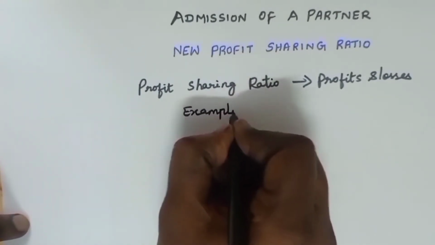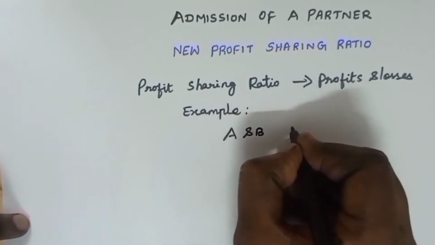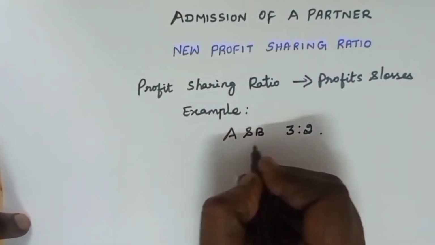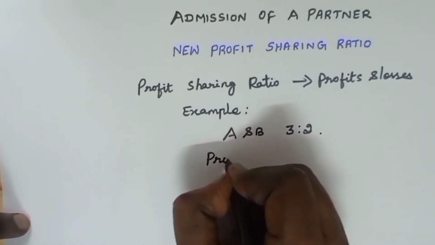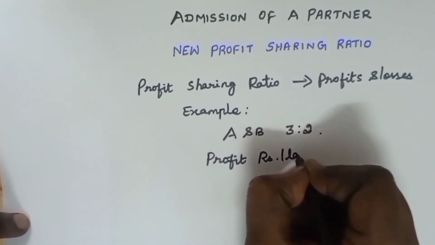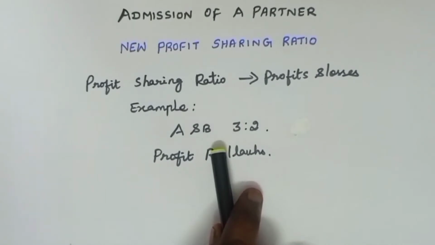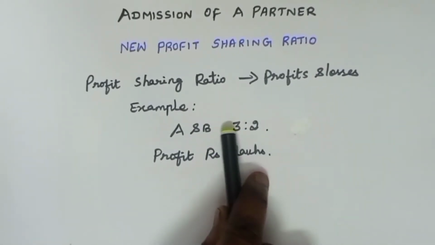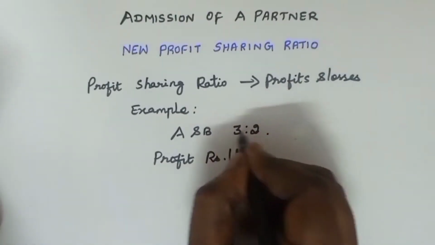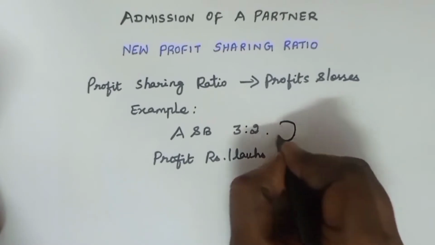A and B are partners sharing profits and losses in the ratio of 3:2. The business earns a profit of rupees 1 lakh during the year. This 1 lakh profit will be distributed to A and B. In this example, 3:2 is the profit sharing ratio. Ratio means proportion. The total proportion of the profit sharing ratio is 5.